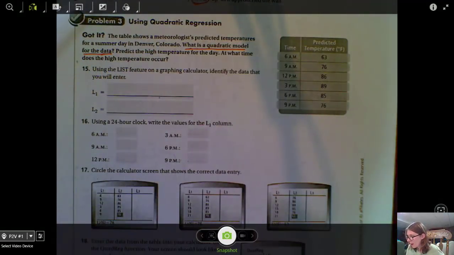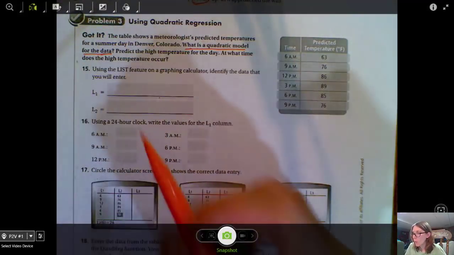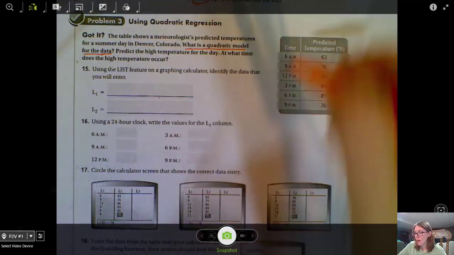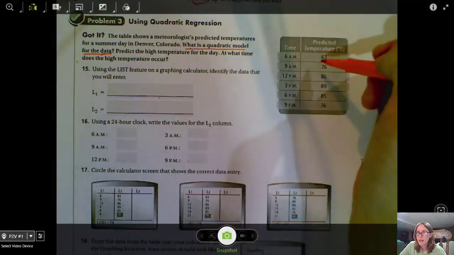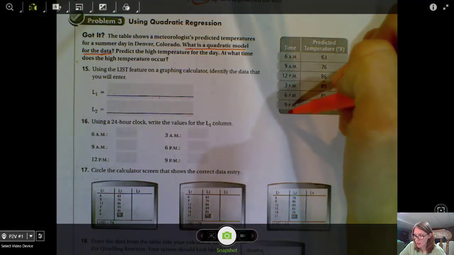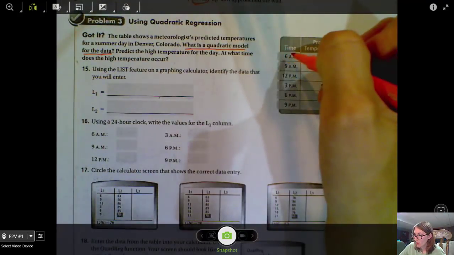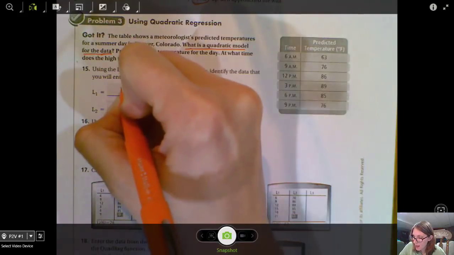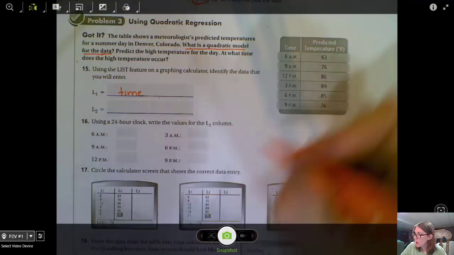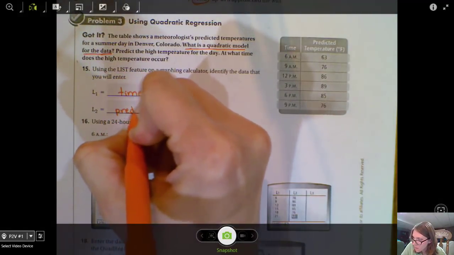To get started, we first need to figure out what is going to be our x value and what is going to be our y value. Our temperature, in theory, changes as our time changes. So we want L1, our x values, to be time, and we want L2, our y value, to be our predicted temperature.